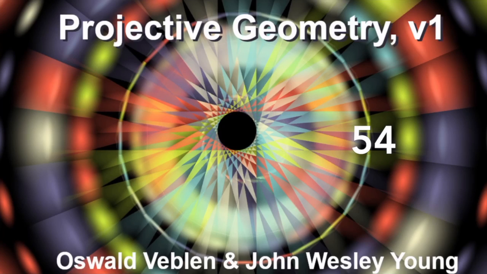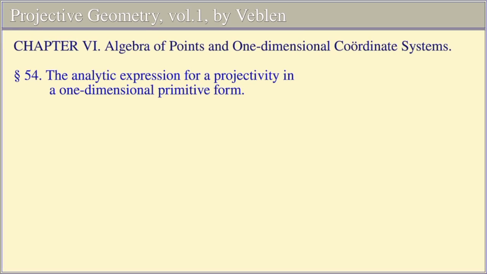Projective Geometry, Volume 1, by Oswald Veblen and John Wesley Young. Chapter 6, Algebra of Points and One-Dimensional Coordinate Systems. Section 54, the analytic expression for a projectivity in a one-dimensional primitive form.